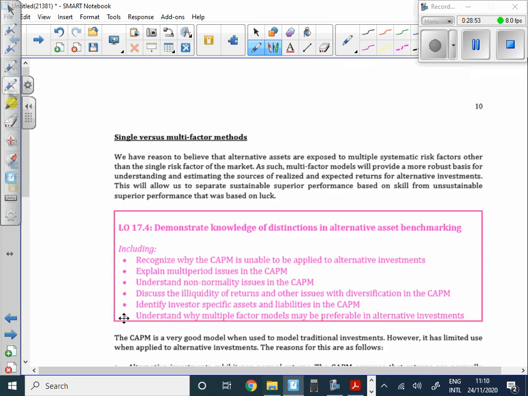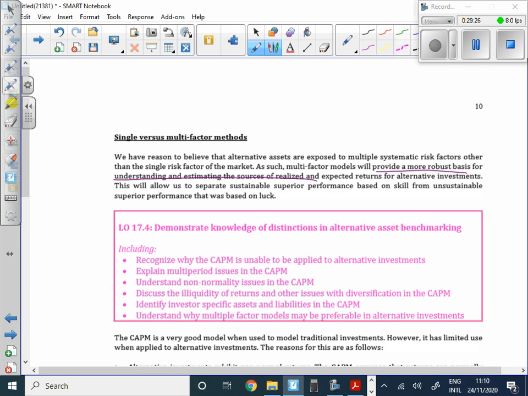Single versus multi-factor models, guys, top of page 10. It would almost be a little bit silly for us to assume that alternative asset markets are only exposed to a single factor, that of the market. So in developing a benchmark, we would need to be working much more with a multi-factor model, which would, as we say over here, provide a more robust basis for understanding and estimating the sources of return.